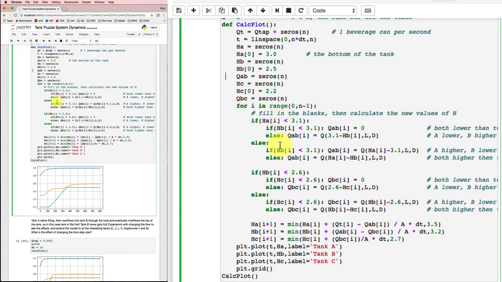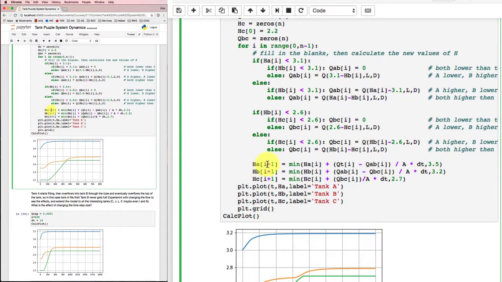We've got exactly the same as we had before for the flow going between HA and HB. We wind up getting QB, and we know what the flow rate is through the tube. So now we'll get the flow rate going from B to C. And it depends on the difference between the height in tank B and the height in tank C. And it has different levels. The pipe in tank C, let's say it's at 2.6 meters, whereas the pipe in tank A was at 3.1 meters. But otherwise, exactly the same thing.